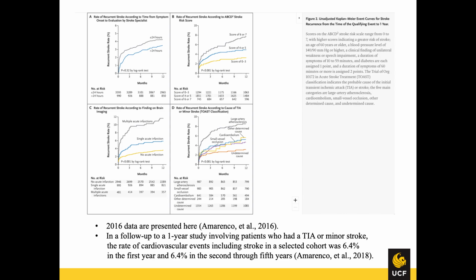If you want to pause the slide presentation at this time and just take a look at these graphs, you're more than welcome to do that and read the legend on the right. Pretty interesting information that's presented here.